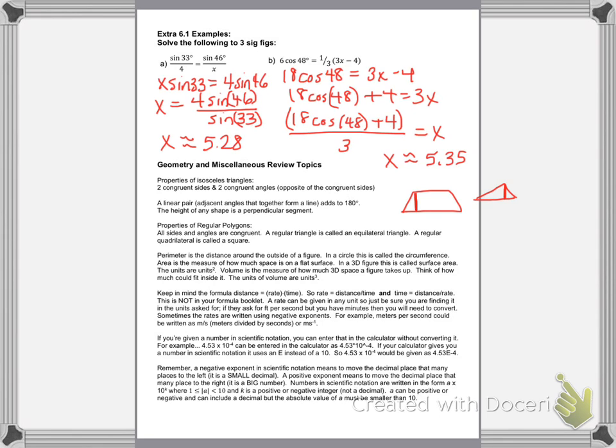And then volume is the measure of how much 3D space a figure takes up. So think about how much would fit inside. If you have a cylinder, which is a 3D shape, like a can, how much would fit into that can. And that's going to be in units cubed.